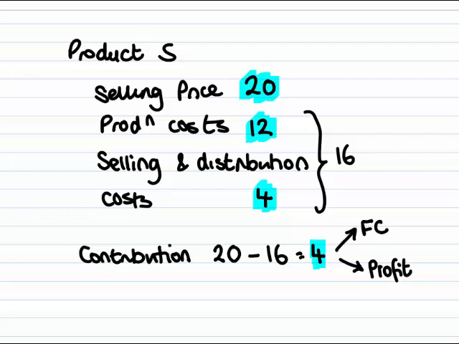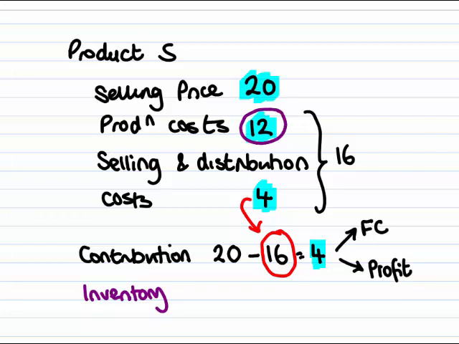What's important to realise, however, is that although the total variable cost is used to work out contribution, i.e. we're going to include non-production variable costs in our total variable cost there of 16, if we're looking at a marginal costing system and we want to value our closing inventory of product S, then we're only going to include the production variable costs. So they would actually be valued at $12 per unit and not $16 per unit.